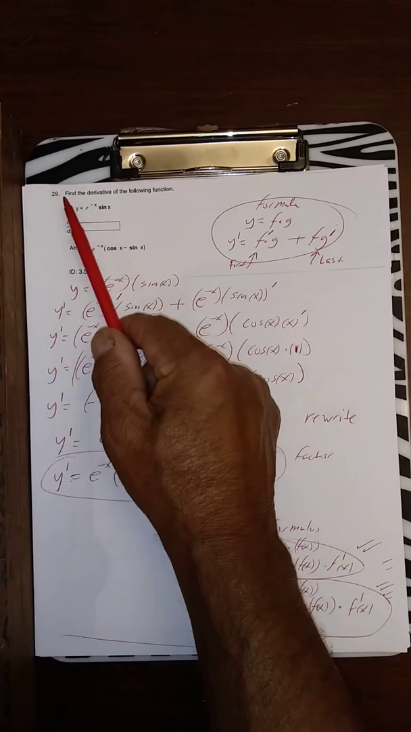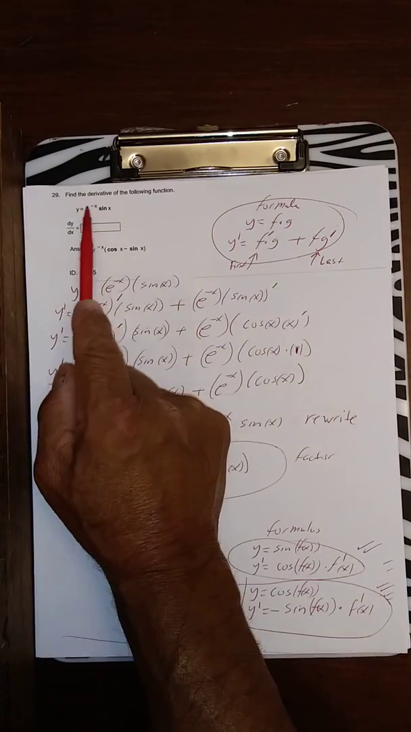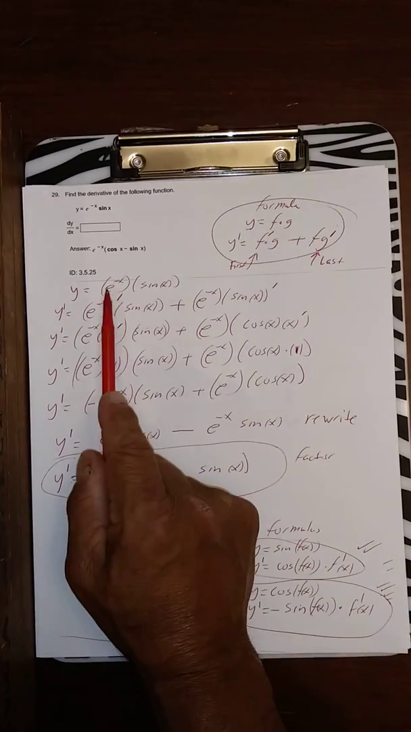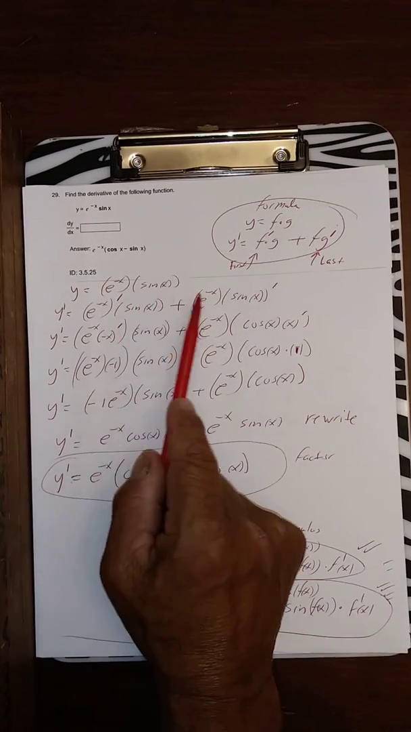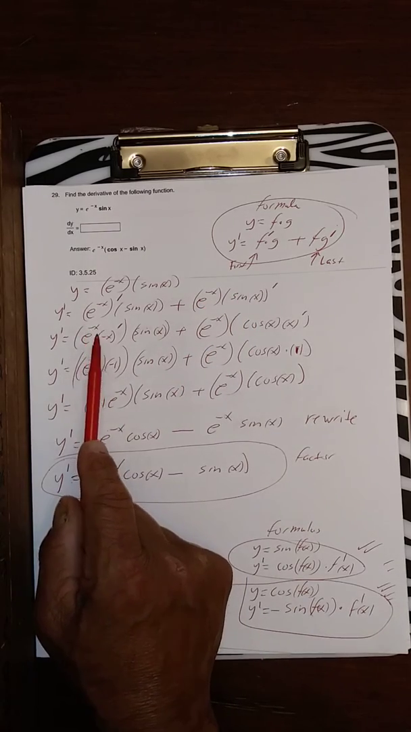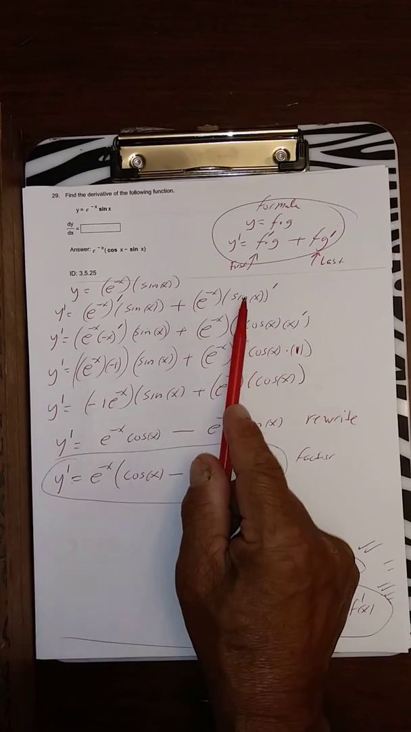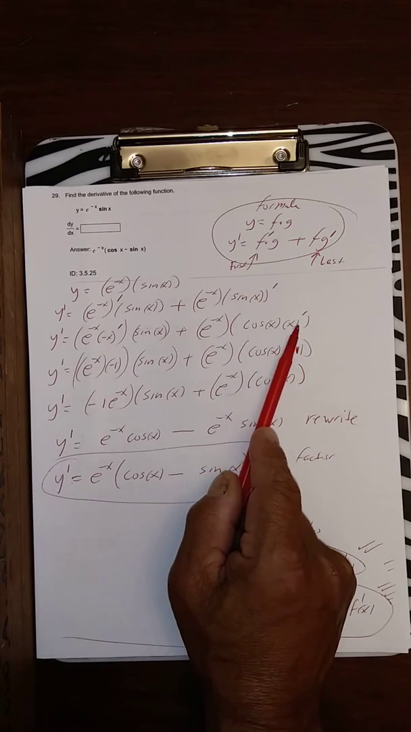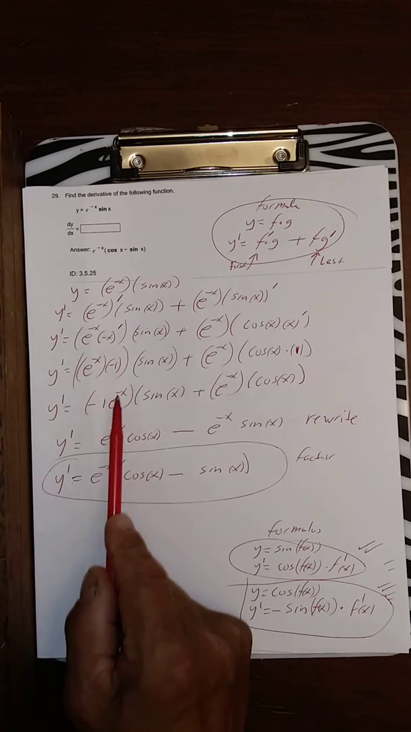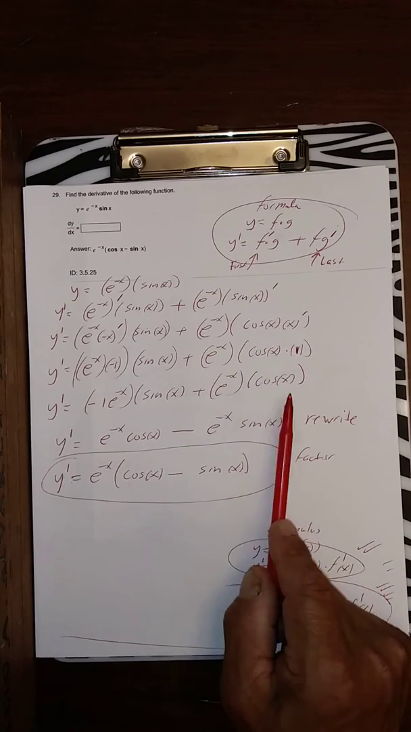Alright, find the derivative of the following. We have a product, f times g. The derivative of the first times the last, plus the first times the derivative of the last. So the derivative of this one times that one, plus this one times the derivative of the second one. Now, the derivative of e to the minus x is going to be e to the minus x times the derivative of negative x. The derivative of sine is going to be cosine of x times x prime. The derivative of negative x is negative 1. Negative 1 times that is negative e to the minus x. 1 times that is cosine of x.